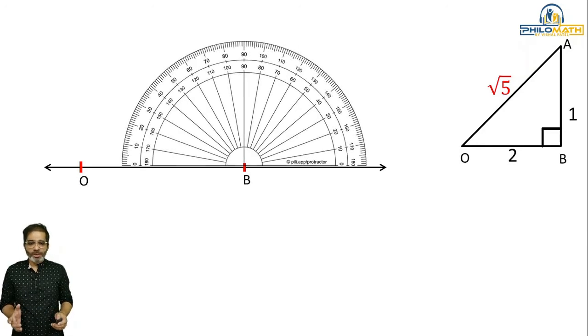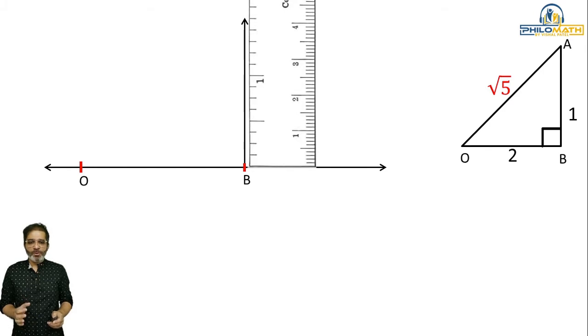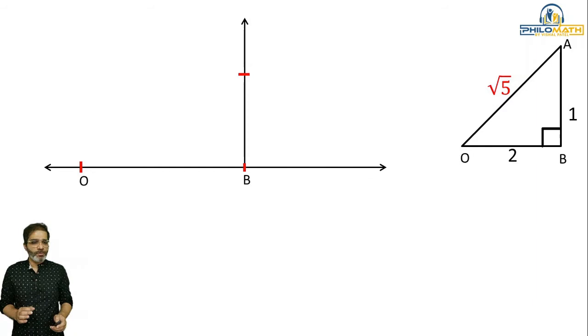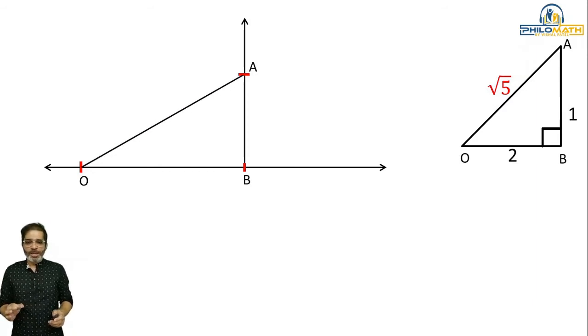With the help of a protractor, I am going to draw a perpendicular from point B. Now with the help of a scale, I am going to mark 1 unit, here it is 1 inch, and I am going to name that point as A. When I join AO, I get AO as root 5. So actually, the rough figure you see on the right hand side, we did the fair figure. We constructed a right angle triangle having base as 2 and height as 1, so I got the value of AO as root 5.